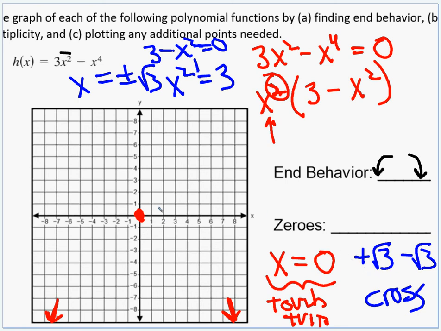Now it does say plot some extra points. I always check for the y-intercept. If you plug zeros in for all the x's, out will pop the y-intercept. But in this case, it's also going to be the origin.